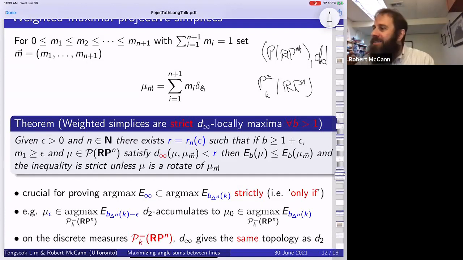Because when I fix k, I can't evaporate a little bit of mass here and give it there. I have to do it in discrete quantities, 1 over k. And so I've quantized the problem somehow. And then all these metrics, d_p for every p, including infinity, give you the same topology.